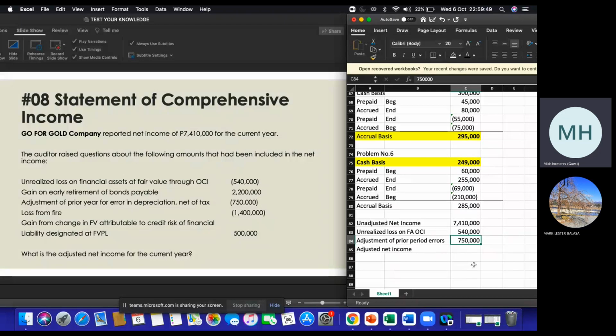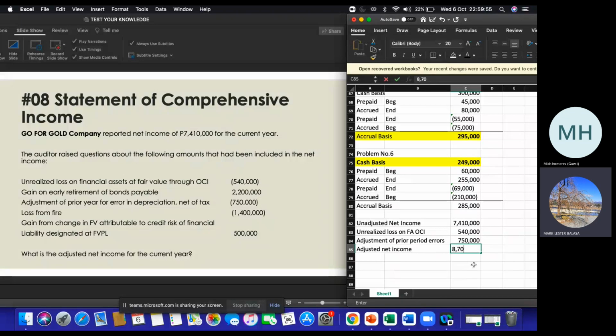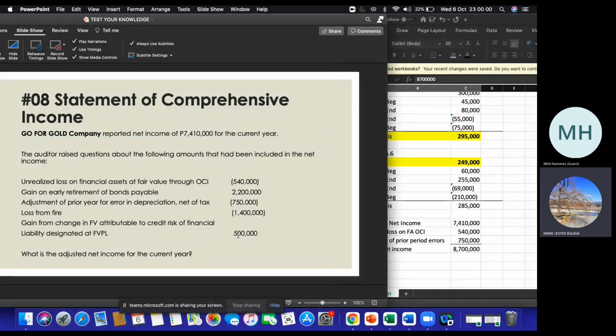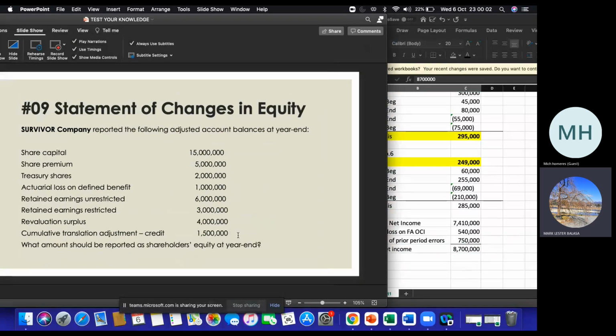Very good. 8.7. Okay? Sige. 8,700,000. Okay? Next problem tayo, class. Statement of changes in equity naman. O, tinatanong sa'yo dito, what amount should be reported as shareholder equity at year-end?